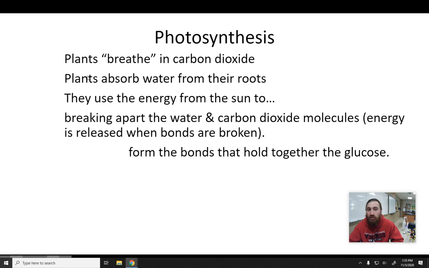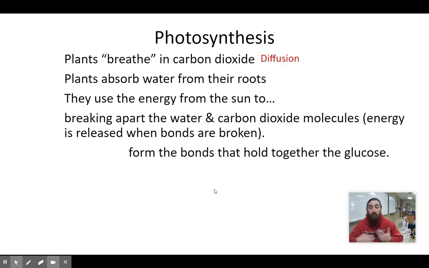So we have photosynthesis, and this is going to be a fill in the blank. So it says plants breathe in carbon dioxide. Now, when we breathe in carbon dioxide through a plant, what's really happening is that stomata are opening and allowing for diffusion to occur. Now, when diffusion occurs, that is allowing CO2 into the plant through a passive transport. Now, plants absorb water from their roots. If you guys remember what type of transport moves water into the roots, this should be osmosis.